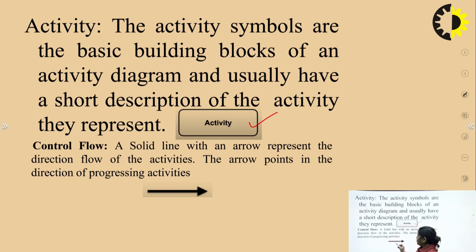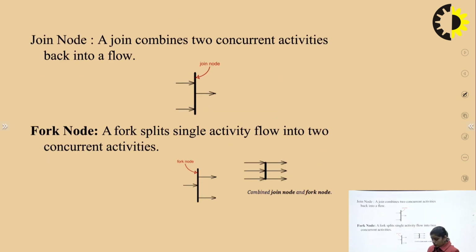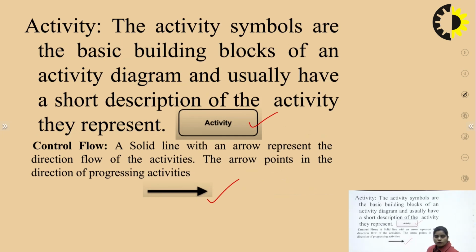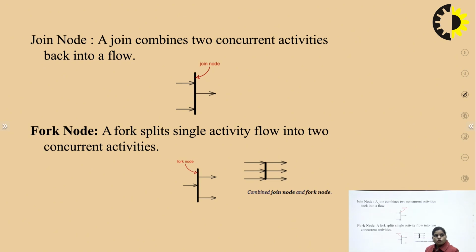For flow of control we have a filled arrow, which represents the progression of the activity, the direction of the progressing activities, and how the activities flow in that particular activity diagram. Basically we can say that the solid line is used to represent the control flow. Next one is the join node.